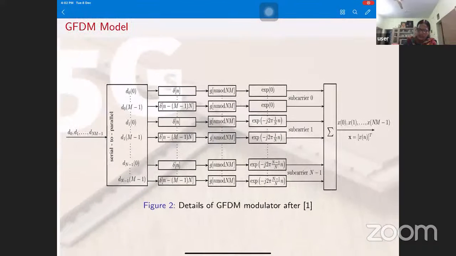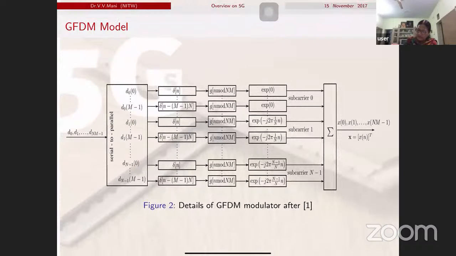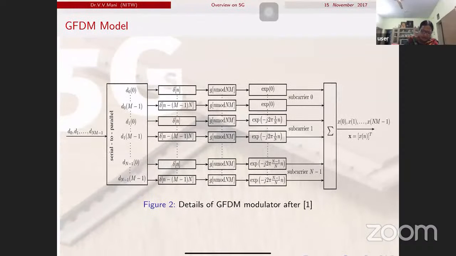That is exp of 0, that means one carrier, the subcarrier is 0. So this 0 subcarrier data is given to your GFDM modulator and summed up. Then I take the next stream of symbols, map it with a prototype filter and port it onto the next subcarrier. So on each subcarrier there is a capital M number of subsymbols. In total, how many subsymbols are you transmitting? N into M, capital N into capital M subsymbols.